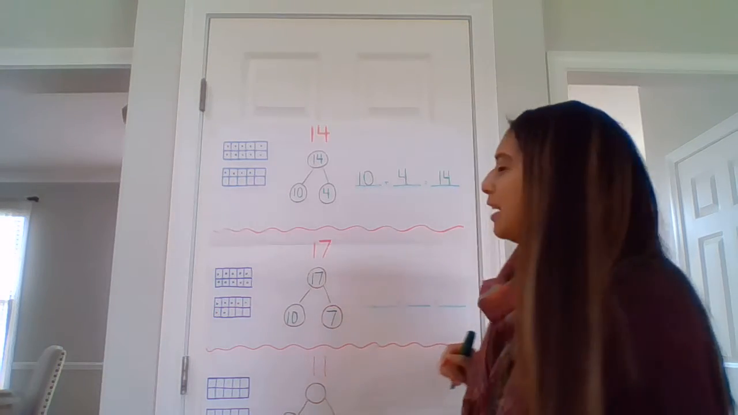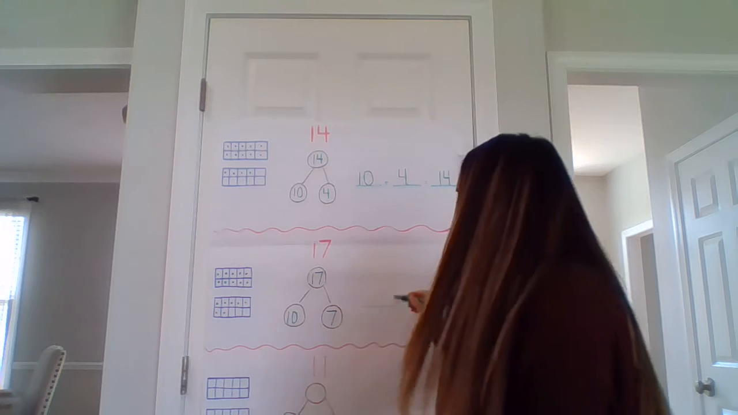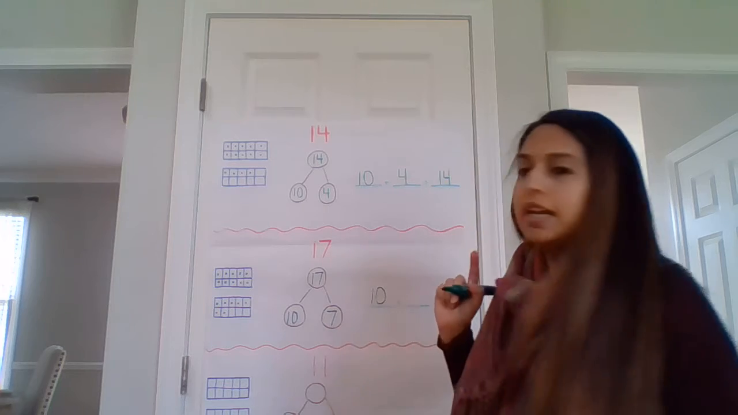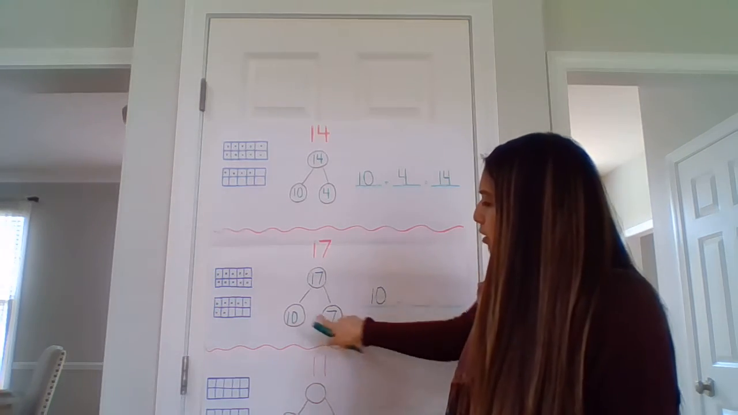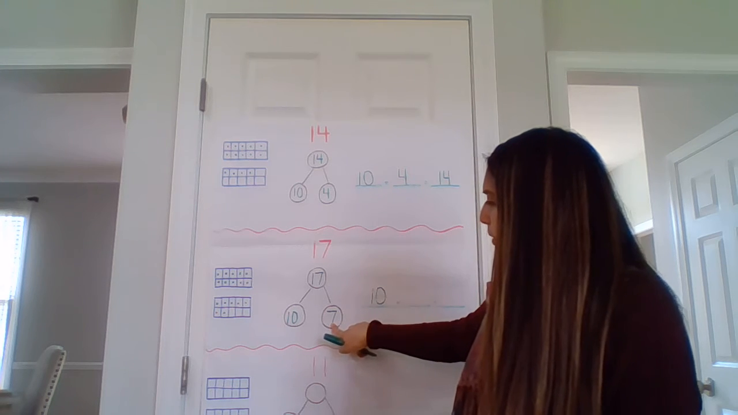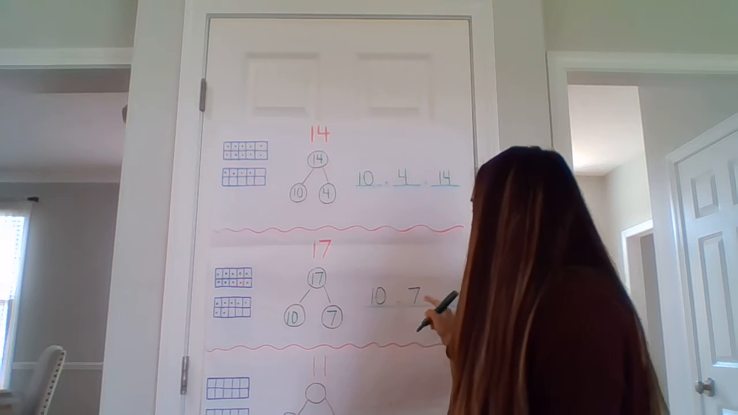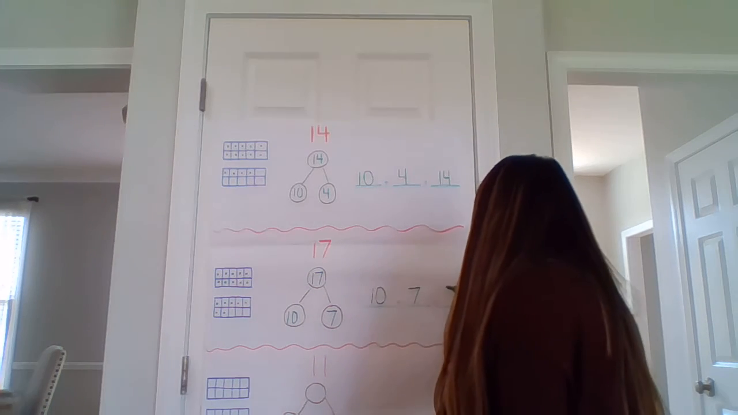All right, now we're going to go for the equation. Again, we always know one of our parts is 10, so we're always going to start off our equation with 10. 10 plus. This time I'm going to look to my number bond to help me. So I'm seeing my parts are on the bottom right here. Oh, there's my other part, 10 and 7. So it's going to be 10 plus 7 equals, my whole is 17.